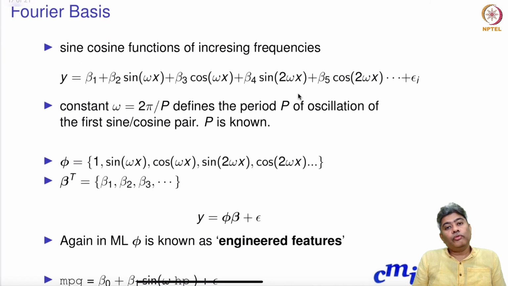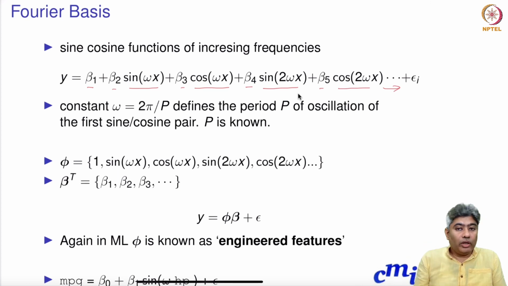Now, if you have a function which is very sinusoidal in nature, you can define a function like beta 1 + beta 2 sine omega x + beta 3 times cos omega x + beta 4 times sine 2 omega x + beta 5 times cos 2 omega x, and you can go on as you want, as many Fourier terms as you want to consider, plus epsilon. Now consider omega = 2 pi by p. It defines the period.